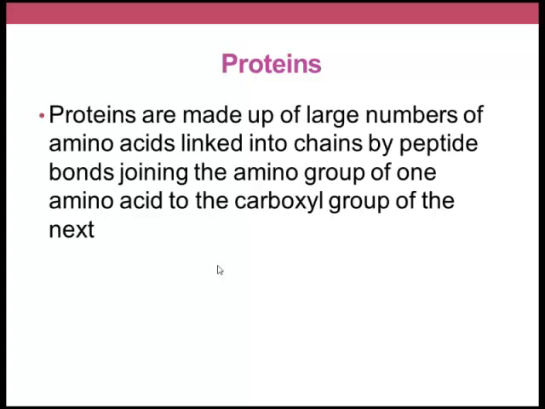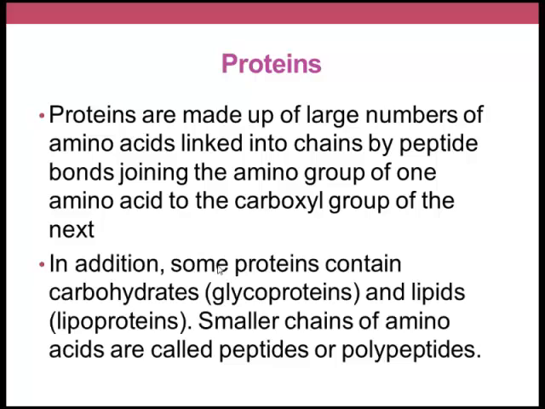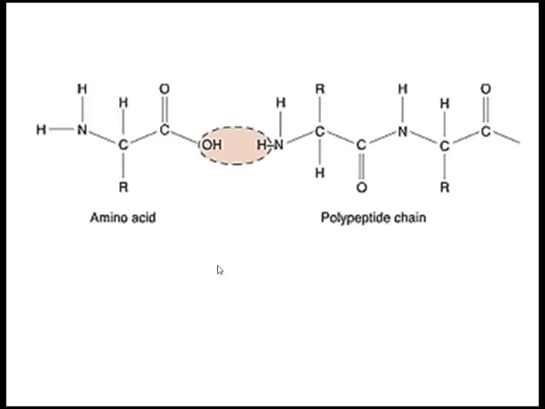Proteins are made up of a large number of amino acids connected together by peptide linkages or peptide bonds. These peptide bonds are present between the amino group of one amino acid and the carboxyl group of the next amino acid. In addition, some proteins contain carbohydrates, and the result is formation of glycoproteins, or lipids, and the result is formation of lipoproteins. Smaller chains of amino acids are called peptides or polypeptides.